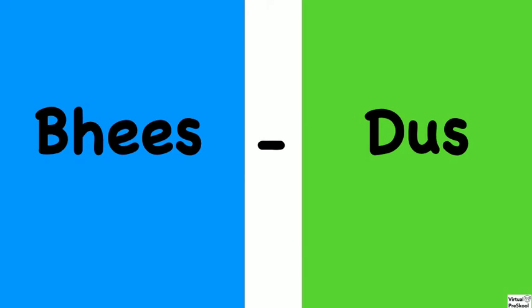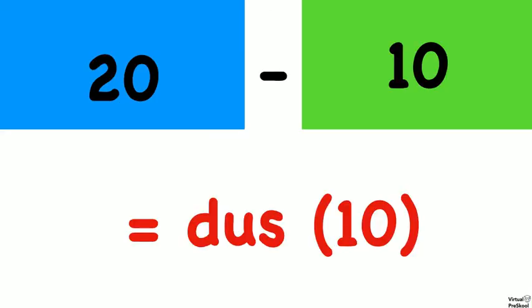Okay, next one. 20 minus 10. Now, what is 20 in Hindi? If you don't know, count it. 1, 2, 3, 4, 5, 6, 7, 8, 9, 10, 11, 12, 13, 14, 15, 16, 17, 18, 19, 20. We've already done 10 just now. So what is 20 minus 10? 20 minus 10 is 10 again, and we say das.